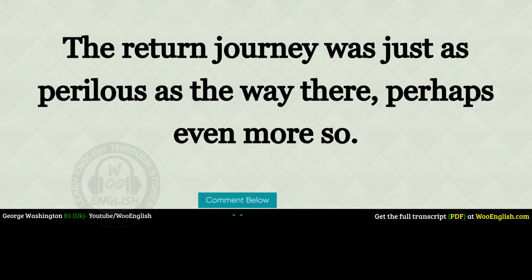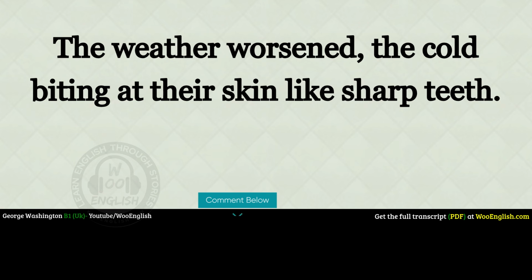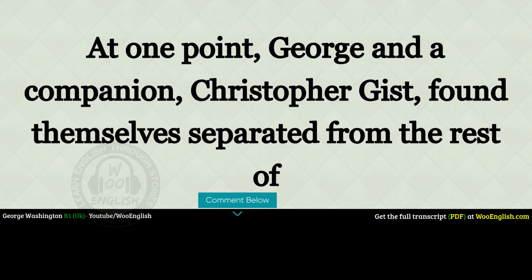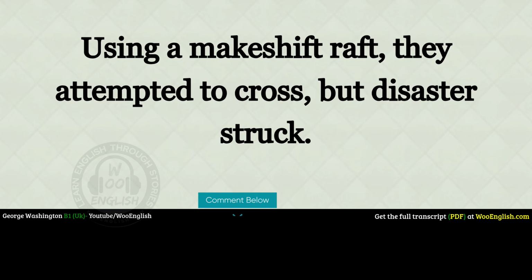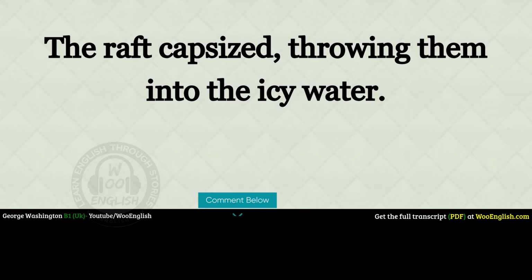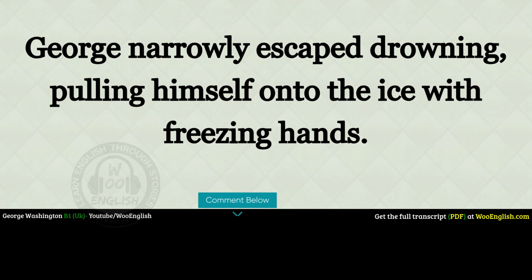The return journey was just as perilous as the way there, perhaps even more so. The weather worsened, the cold biting at their skin like sharp teeth. At one point, George and a companion, Christopher Gist, found themselves separated from the rest of the group. They had to cross the Allegheny River, which was partially frozen and treacherous. Using a makeshift raft, they attempted to cross, but disaster struck. The raft capsized, throwing them into the icy water. George narrowly escaped drowning, pulling himself onto the ice with freezing hands.